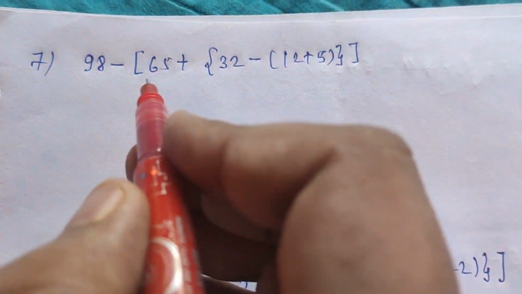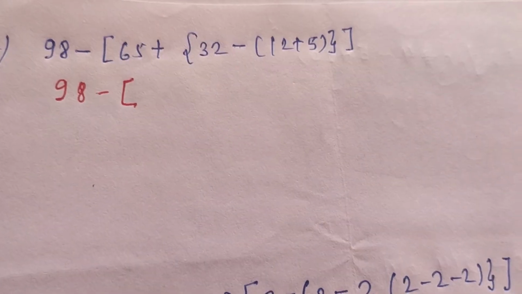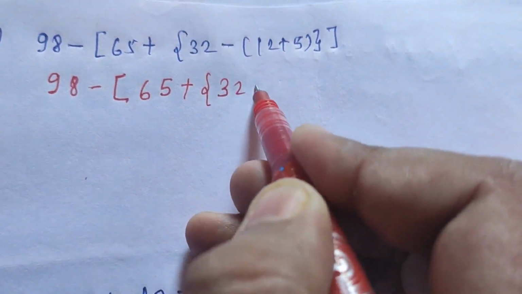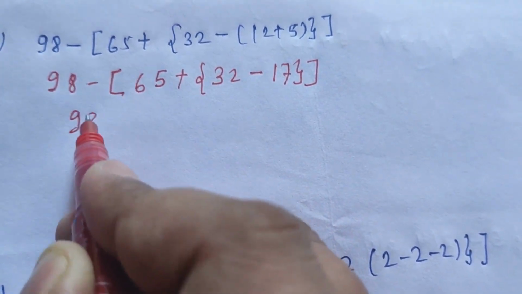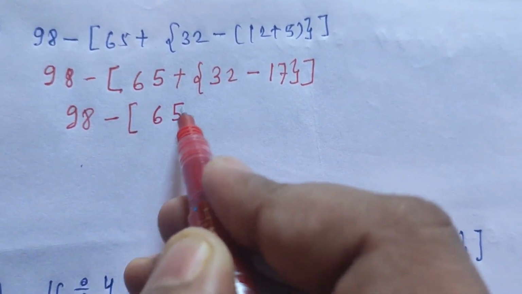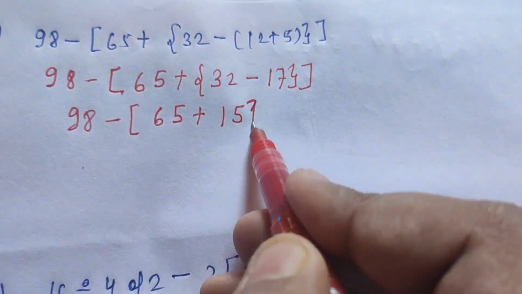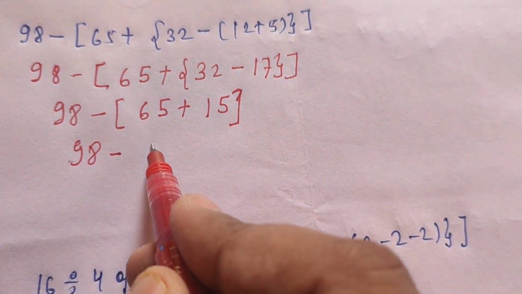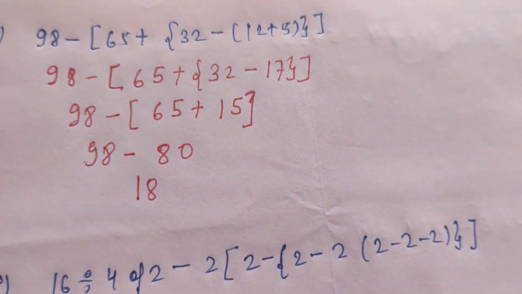that smaller bracket. So write the left part the same. Now we will solve smaller one, and the left we will write the same. So 12 minus 5 it is 17. Then you can see now smaller is solved. Now we will solve middle bracket, curly bracket. So it is 15. And after that when 65 is added to 15 then our answer will be 80. Or 98 minus 80 it will be 18.